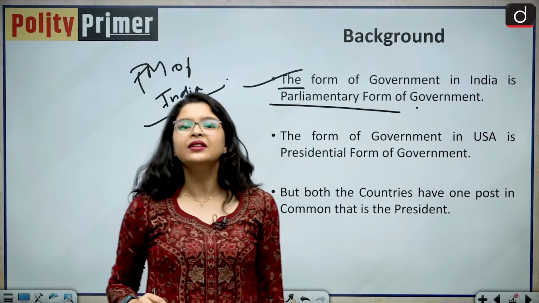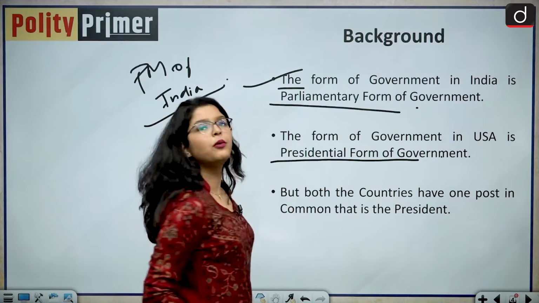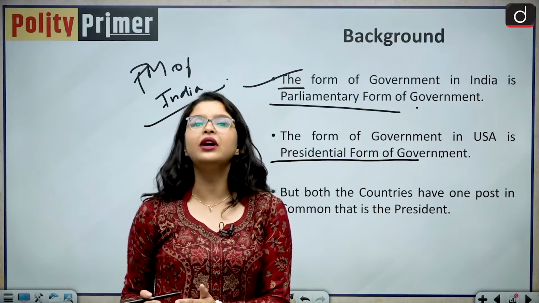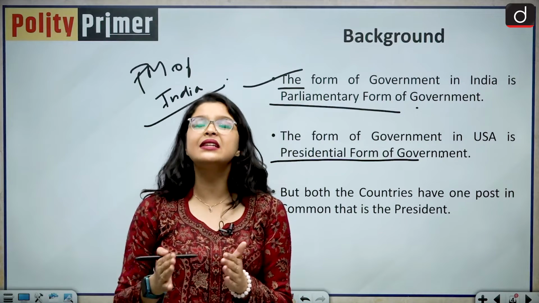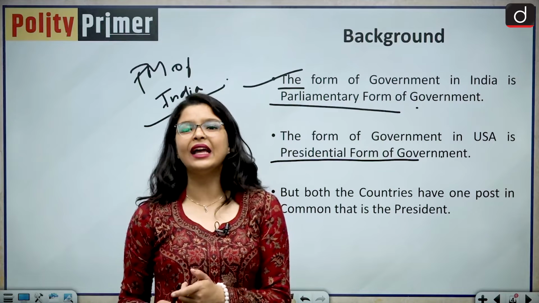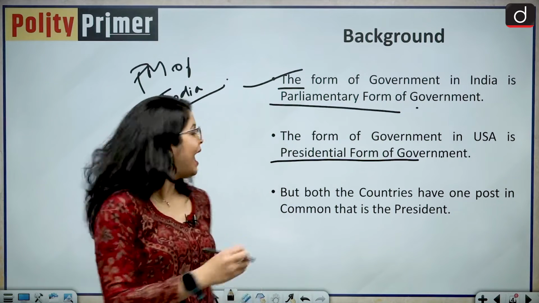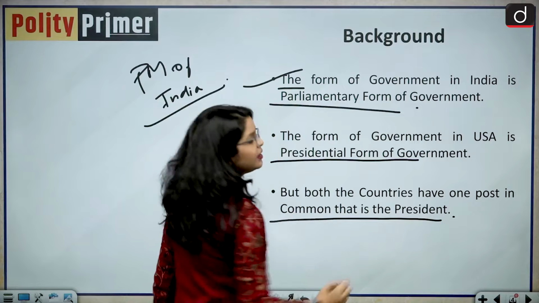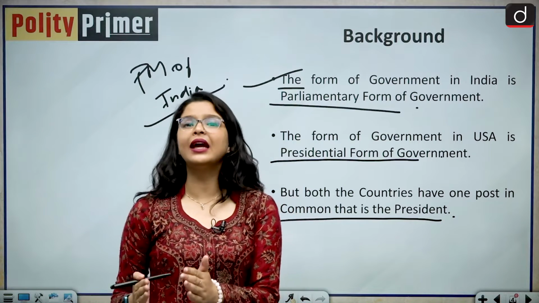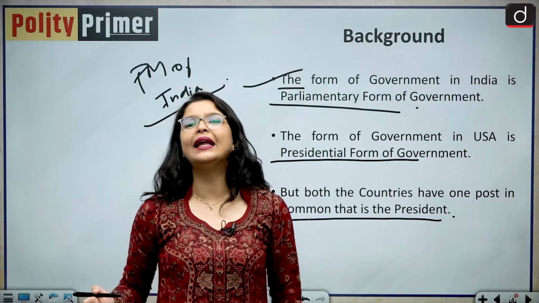On the other hand, the United States of America follows the presidential form of government, in which the president of the USA is the head of the government. So, this is the distinction between the system of governance followed in the USA and India. But both of these democracies have one post in common, and that is the post of president. So, we will be drawing a comparative analysis between the presidents in the USA and India.